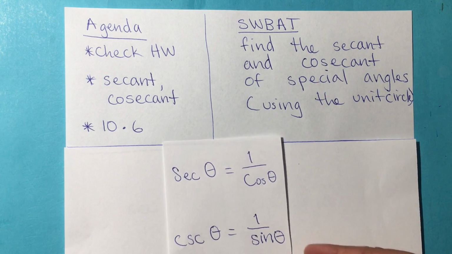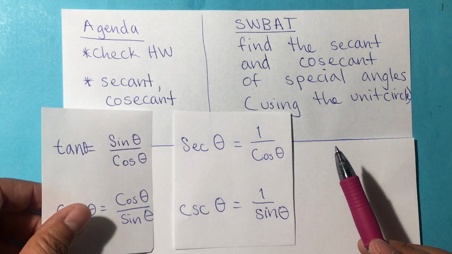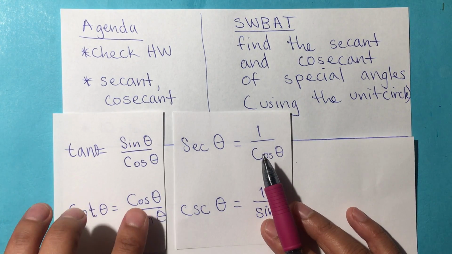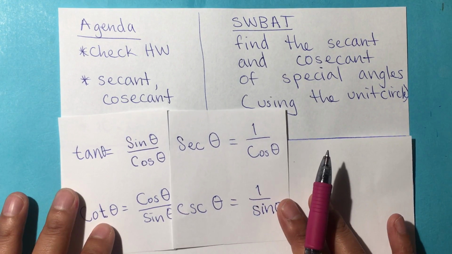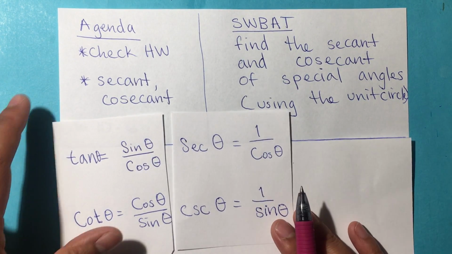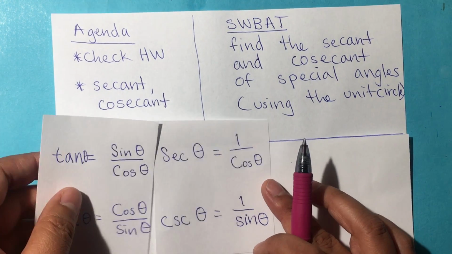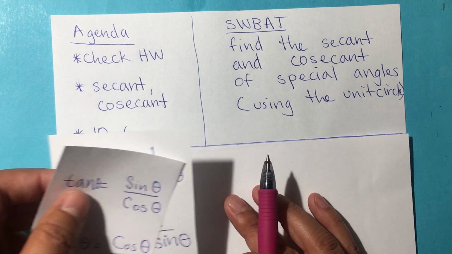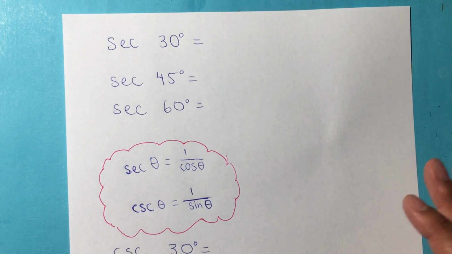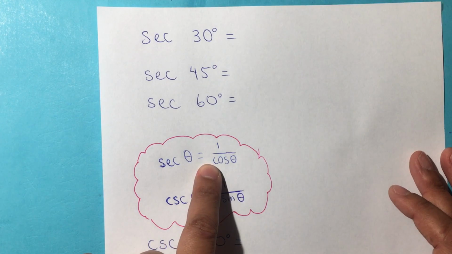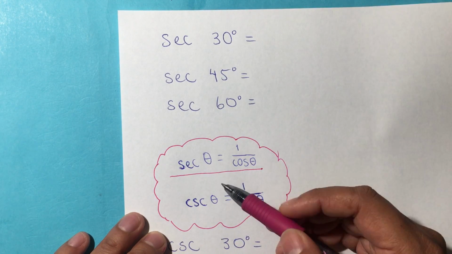Before we start, I recommend that you have this in a flashcard, with the other ones from the previous lesson in the back and this in the front, or all on the same flashcard. The reason is that it's easier to just look at that and have it in front of you, and also to study it. This is going to be the one for secant.